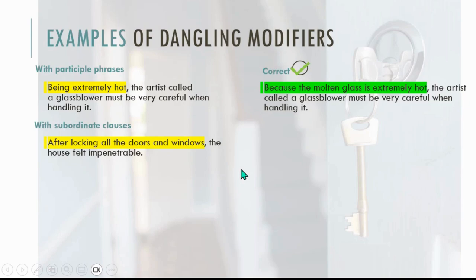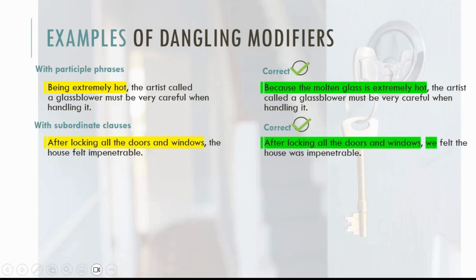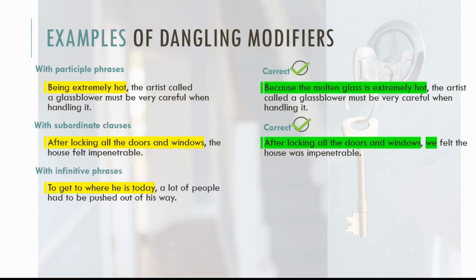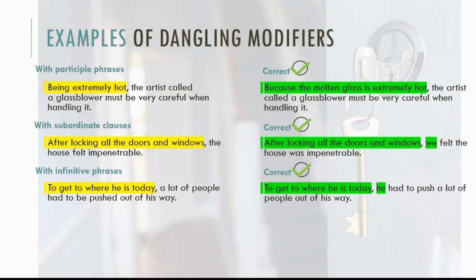After locking all the doors and windows, the house felt impenetrable. Now, again, we all say this in our conversation, but be careful of it in your academic writing because there could be a question about who locked all the doors and windows. After locking all the doors and windows, we felt the house was impenetrable. To get to where he is today, a lot of people had to be pushed out of his way. Or to get to where he is today, he had to push a lot of people out of his way. In the first one, it could sound like the lot of people got to where he is today, because that's what's beside it. Better to put the actual modified noun beside it.